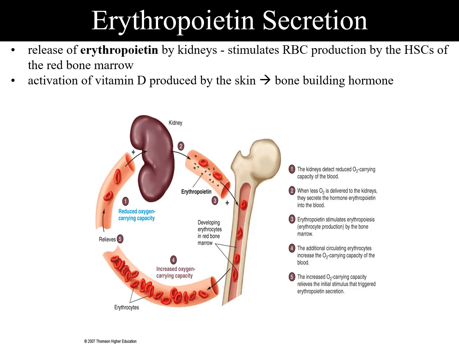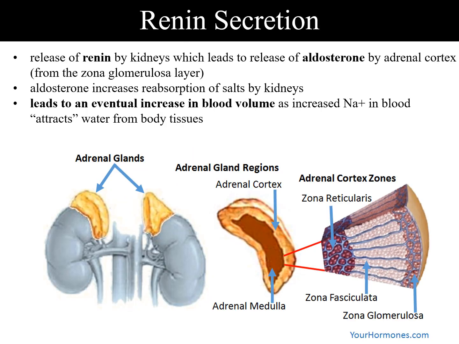So when less oxygen containing blood is delivered to the kidneys, they realize this. They secrete the hormone EPO into the bloodstream. And as that blood flows through our large bones like our femur and our humerus and flows through the red bone marrow contained within those bones, the hematopoietic stem cells respond to that EPO by producing more red blood cells. Those extra red blood cells get put back into circulation, and suddenly the oxygen carrying content of our blood goes back to normal.